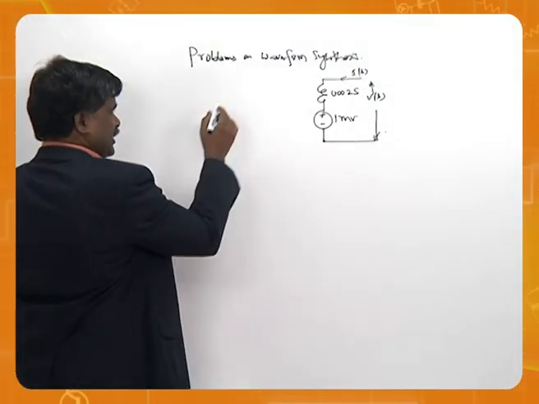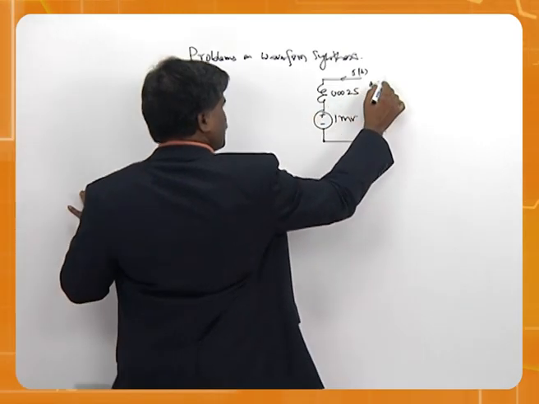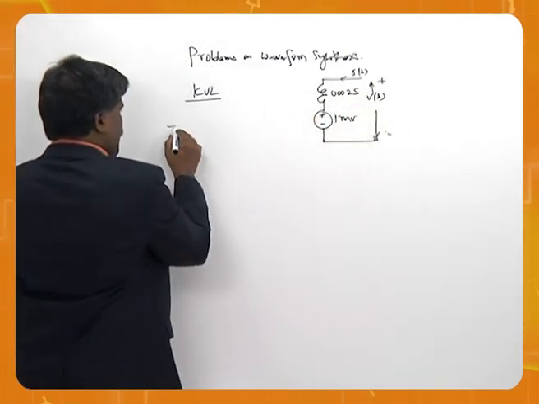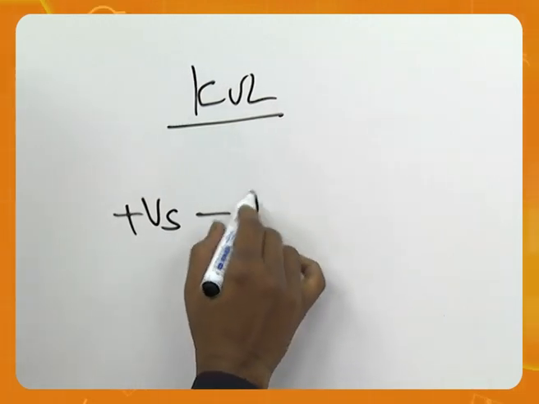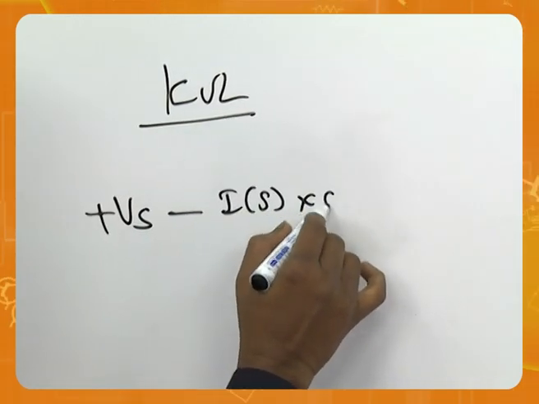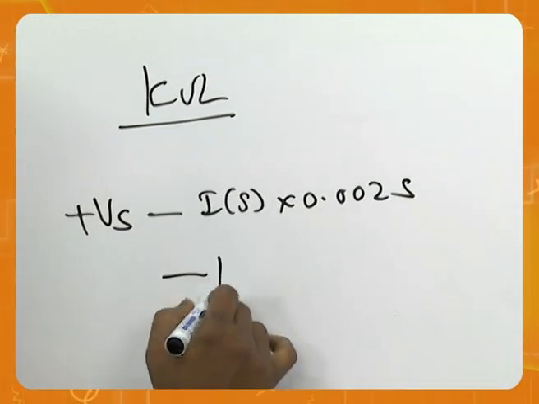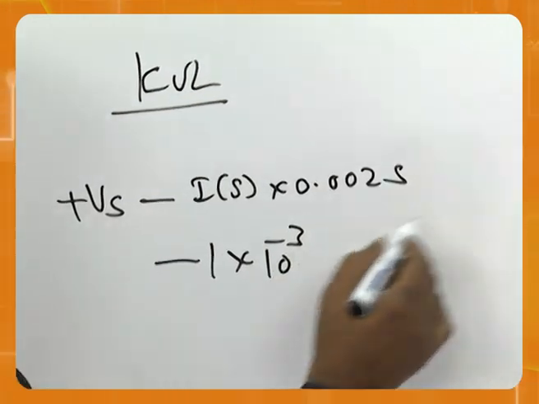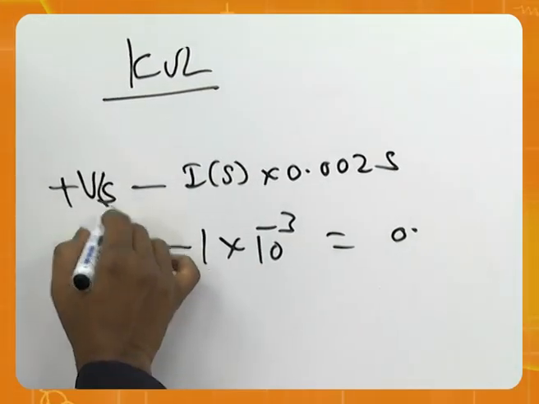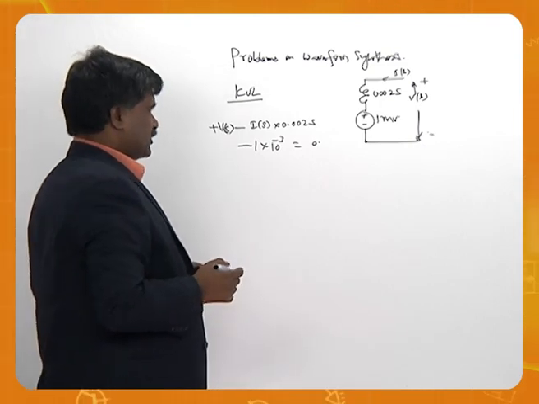Now please get the KVL here. I will say plus minus here. V of S minus I of S into 0.002 S minus 1 millivolt is equal to 0. That is what we get.